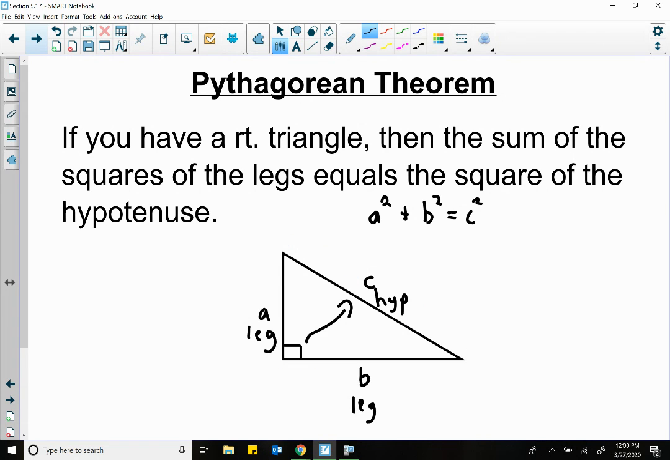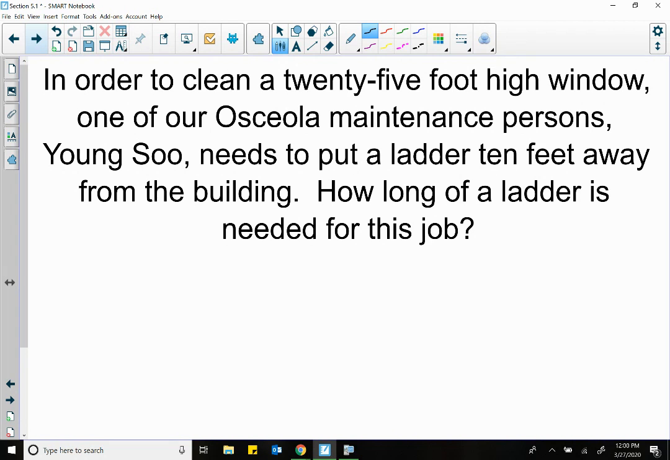Let's do this. So here we go. It says, in order to clean a 25-foot high window, one of our Osceola maintenance persons, Young Sue, needs to put a ladder 10 feet away from the building. How long of a ladder is needed for the job?